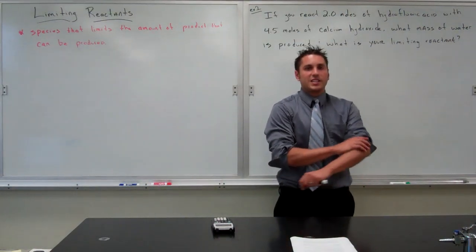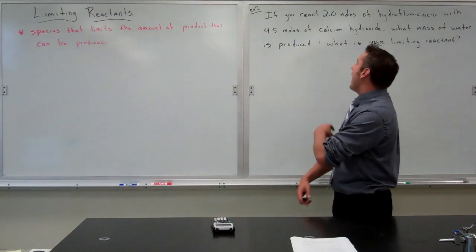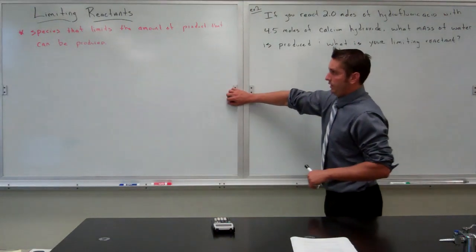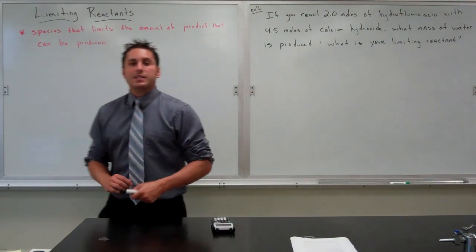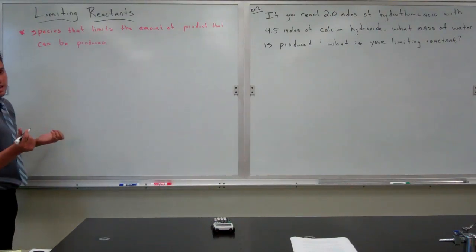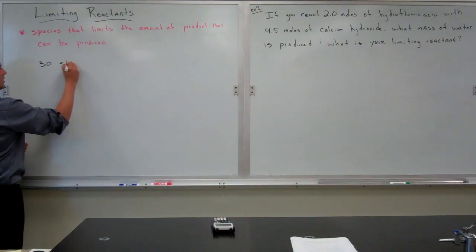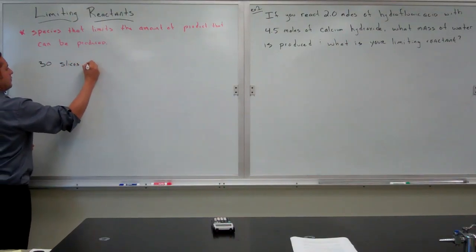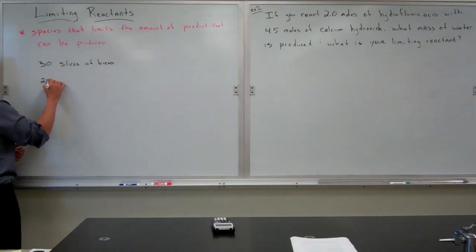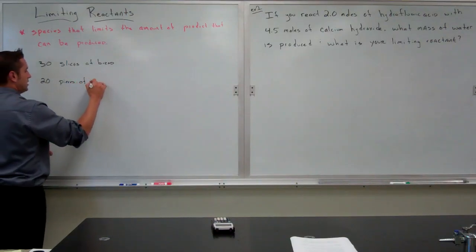Now, I always like to do this example in class, and I'll do it here as well when we start to get into limiting reactants. Before we jump into the chemistry end, I want to show you a very simple limiting reactant type problem. Let's say I'm having people over to my house for lunch, and I want to make everybody sandwiches. And I have 30 slices of bread, and I have 20 pieces of cheese.